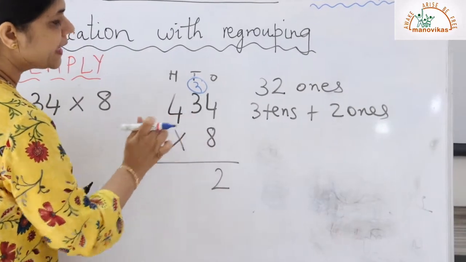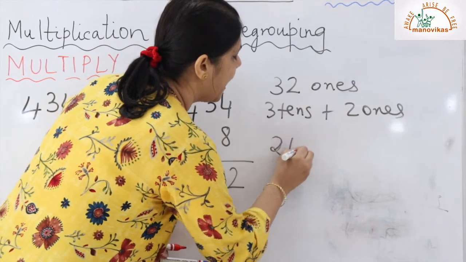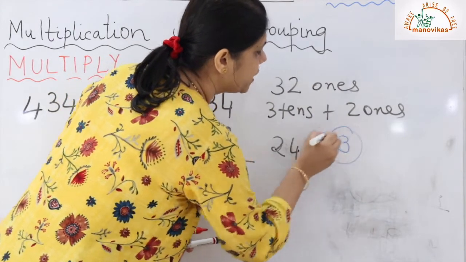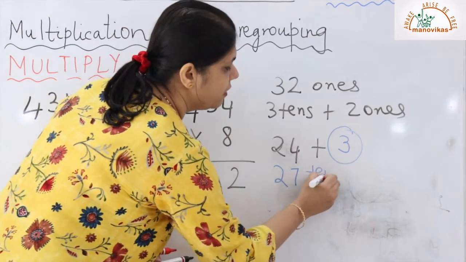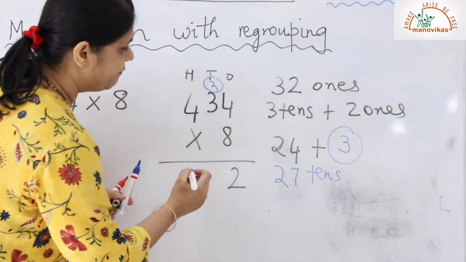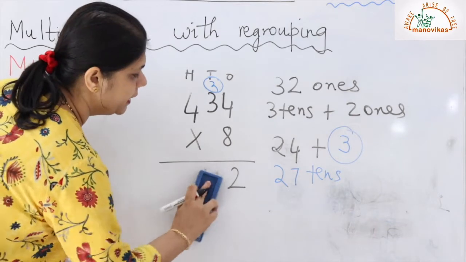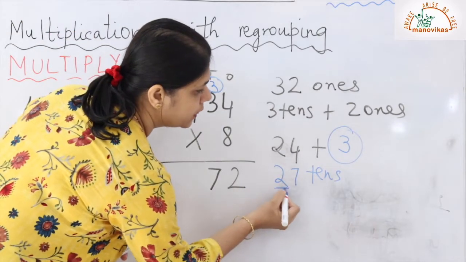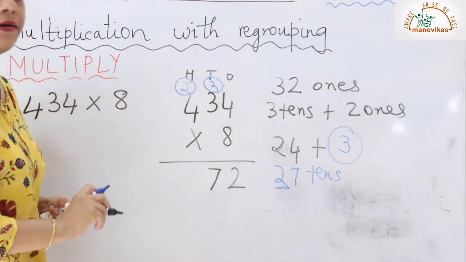Now 8 threes is how much? 24. Now what will we add with 24? We will add 3, correct? So how much is it? 4, 5, 6, 7. So 27 tens, right? So what will happen here? You will write 7 in the tens place, and what will you carry over? You will carry over 2 here, right? 2 is in the hundreds place.